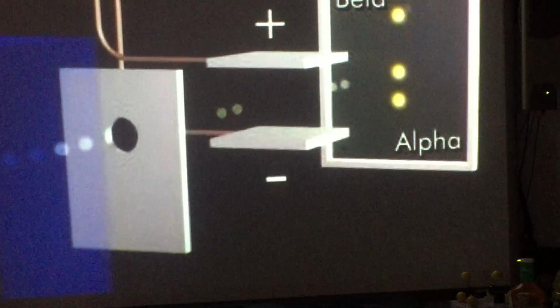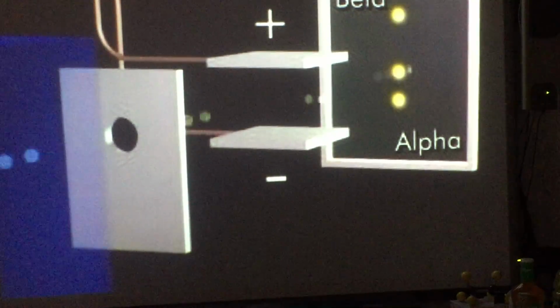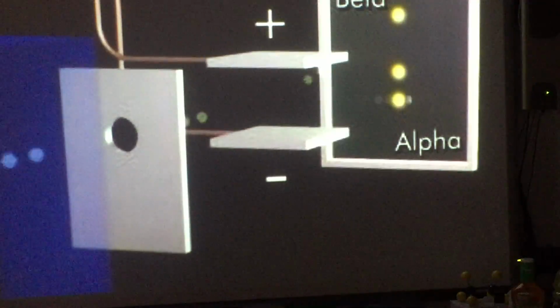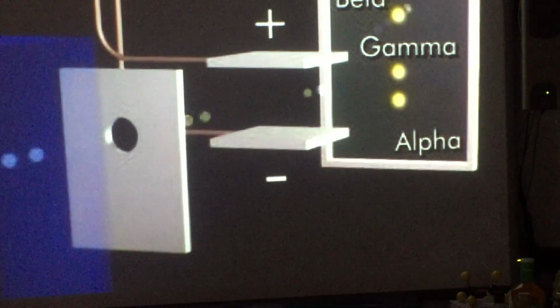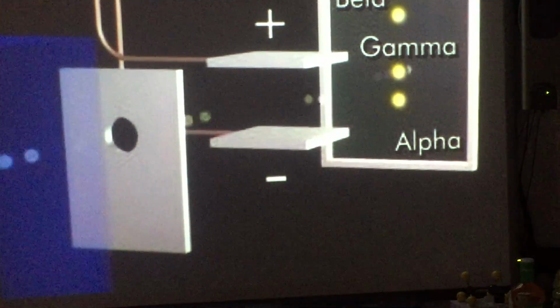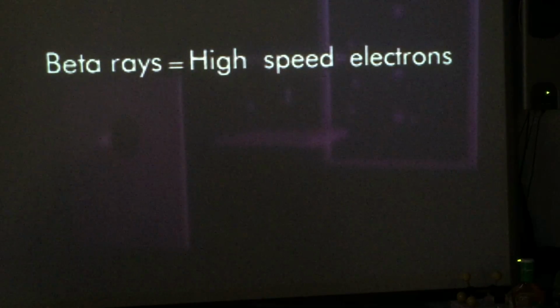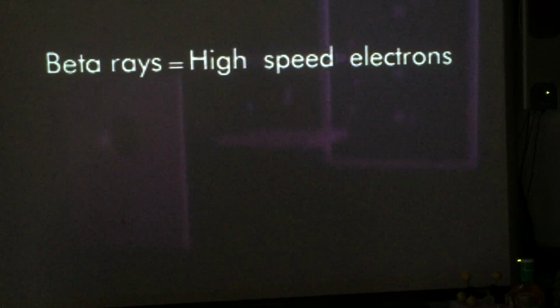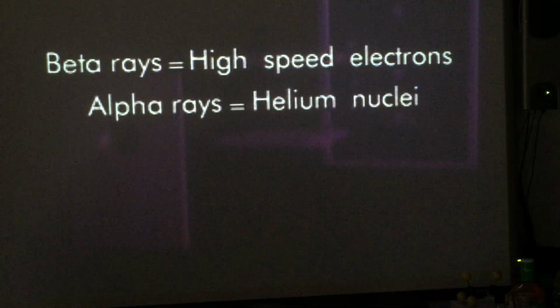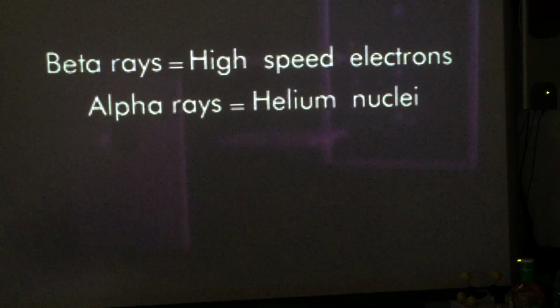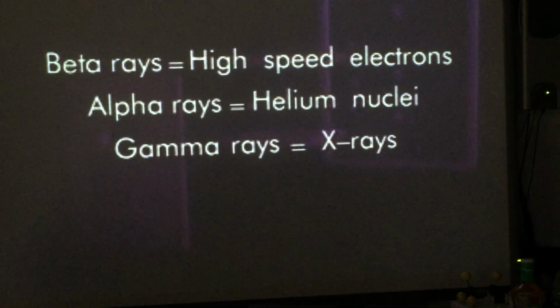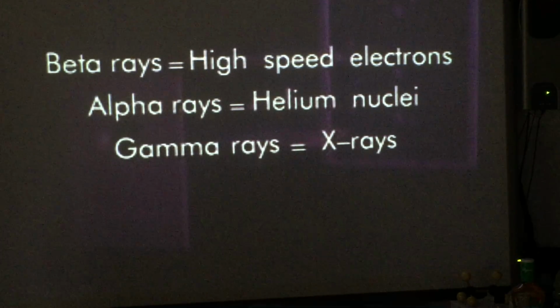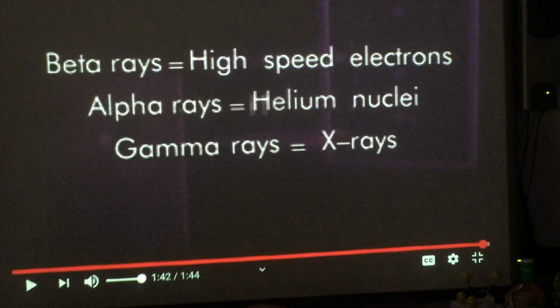The portion of the original beam that is undeflected is due to radiation that is not charged. These emissions are referred to as gamma rays. Other experiments showed later that the beta rays are actually high-speed electrons. The alpha particles proved to be helium nuclei. The gamma rays are high-energy photons, analogous to X-rays.